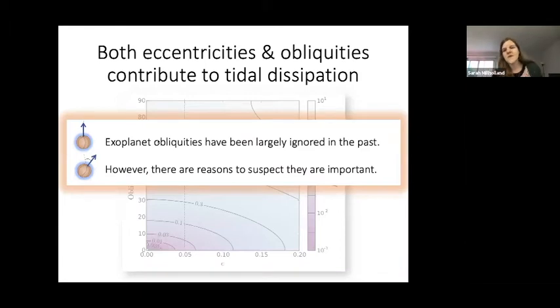However, these obliquities have been largely ignored in the field of exoplanets thus far, to some degree, not entirely ignored, but largely. And this is because we just assumed that they would be forced to have zero or aligned values with their orbital axes. But in this talk, I'm going to give some reasons for why we think that obliquities of these close-in planets are actually important. And so I'll be focusing on the role of non-zero obliquities.